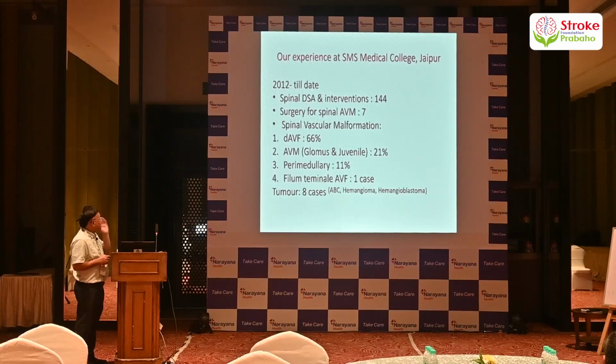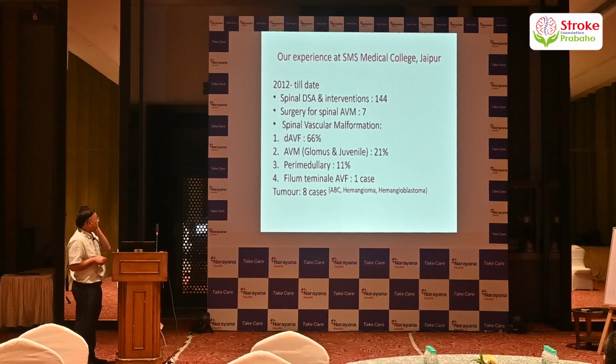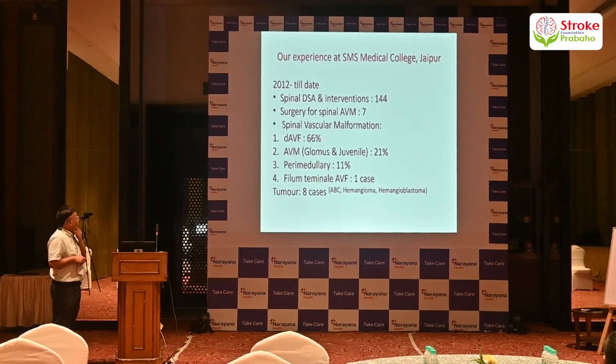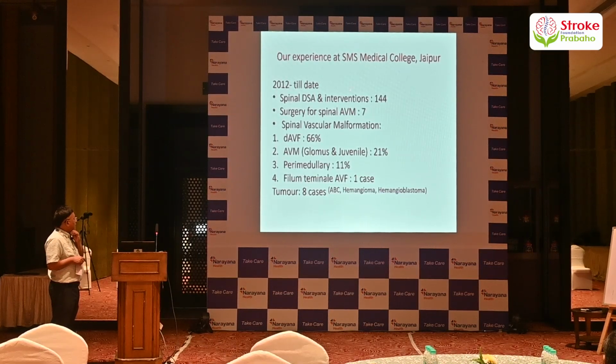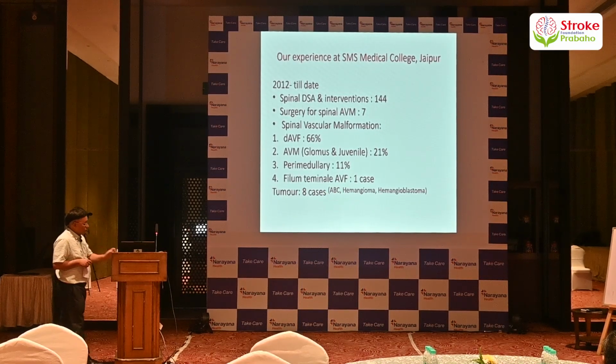This is our experience over the last 12 years. In total procedures, in 7 cases surgery was opted because of contraindication or because we were not able to reach the fistula. Around 66 to 70% were dural fistulas, glomus and juvenile around 21%, perimedullary 11%, and 1 case of filum terminale. Along with this, we have some tumors where we do pre-surgical embolization, like aneurysmal bone cyst, hemangioma and hemangioblastoma.